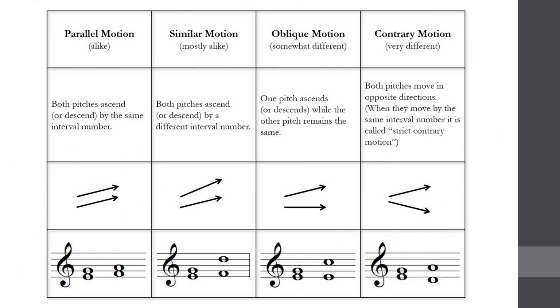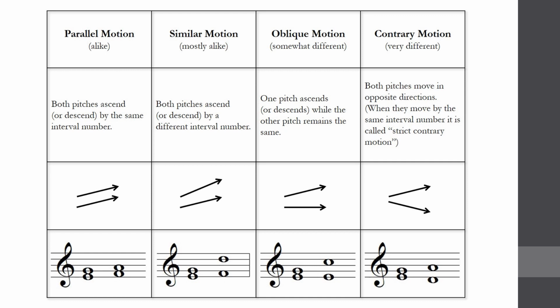In this video, we'll be learning about the various ways in which one voice may move in relation to another voice. When deciding how one voice will move in relation to another voice, there are only 4 choices available to the composer. Here is a chart defining each.